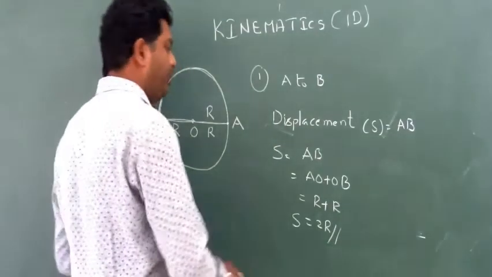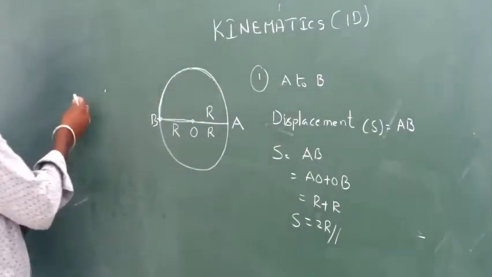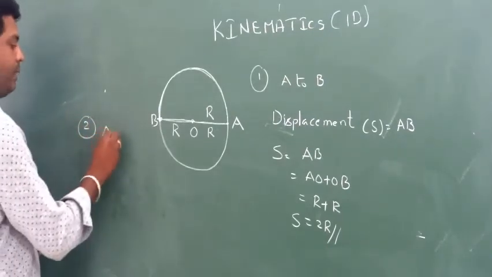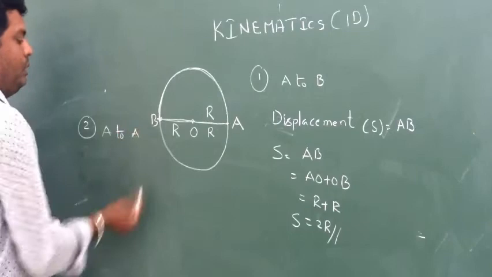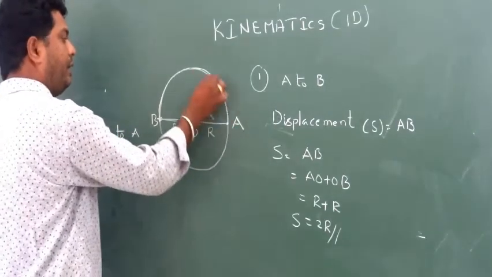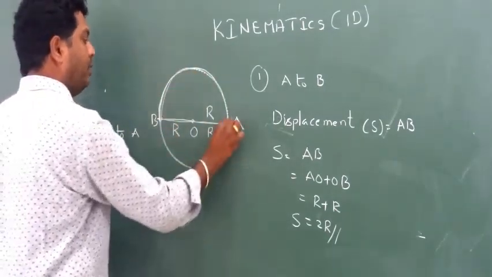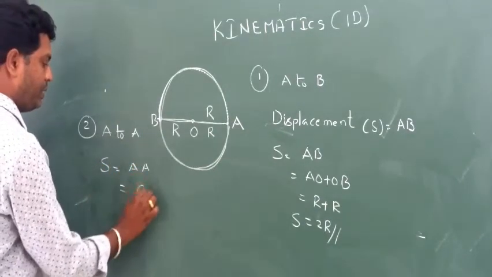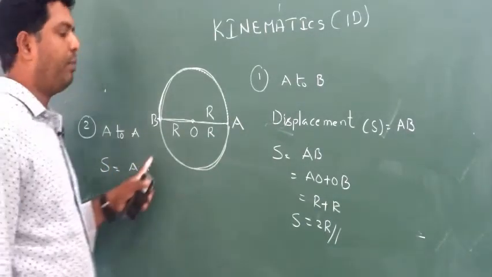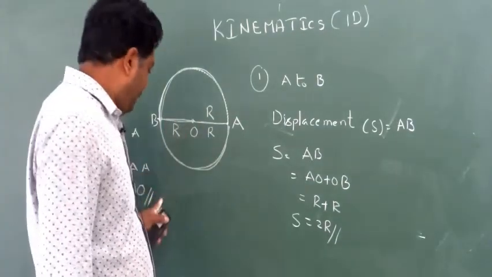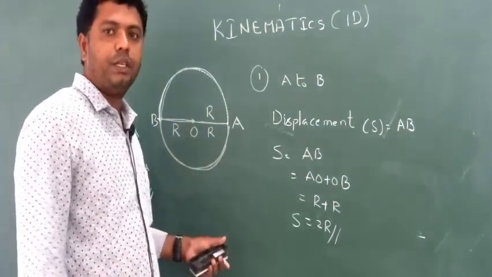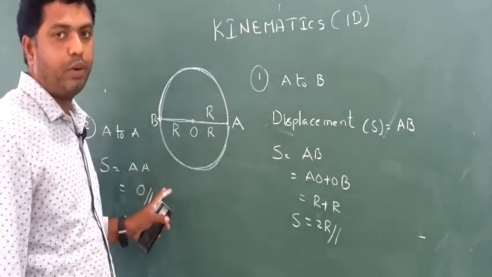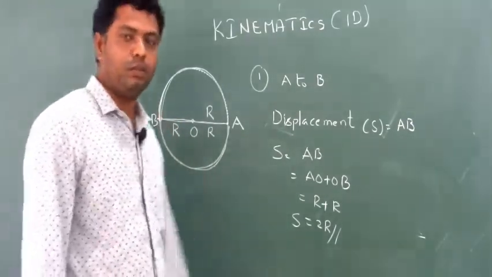Now, what is the displacement from A to A? The starting point is A, and the body again reaches the same point. Displacement S from A to A is equal to 0. The starting point and ending point are the same. There is no change in the position of the body. So displacement is equal to 0.